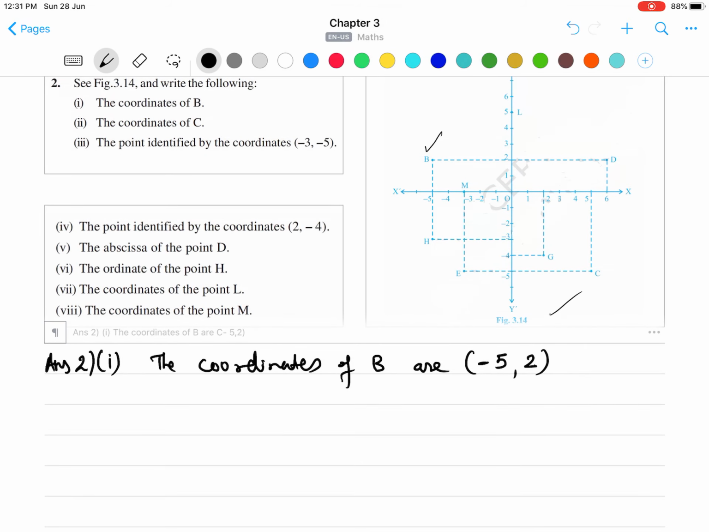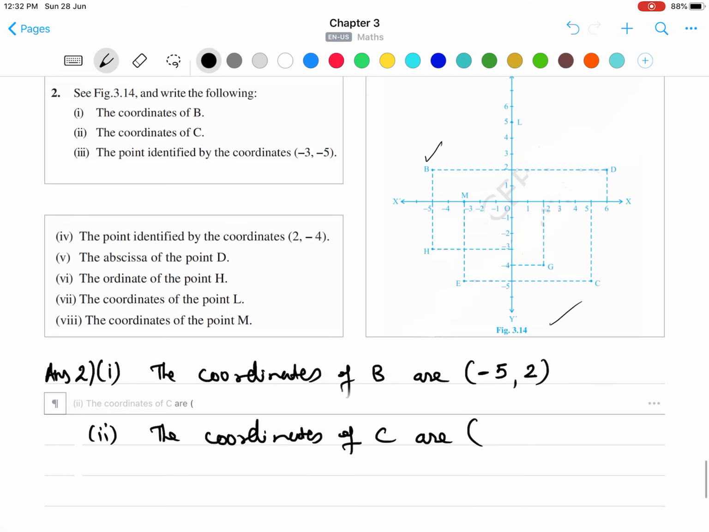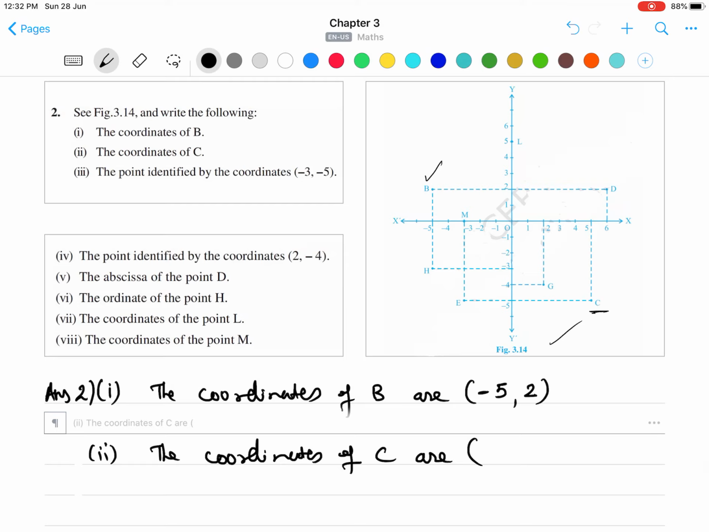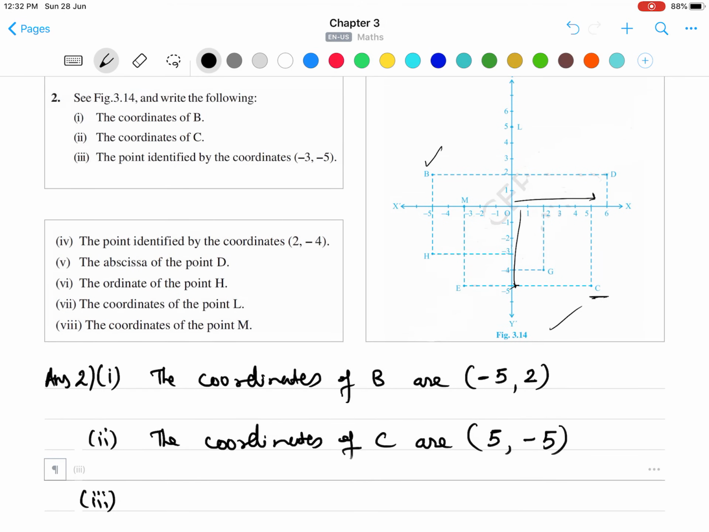Now part 2, the coordinate of C. So write the coordinate of C are. So first locate the point C, which is here. Its location is plus 5 in the x direction and minus 5 in the y direction. So its x coordinate is plus 5 and y coordinate is minus 5. Okay, now come to the next point. Now you have to write the point identified by the coordinate minus 3 and minus 5.